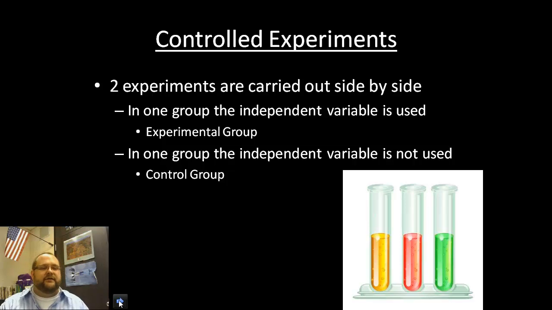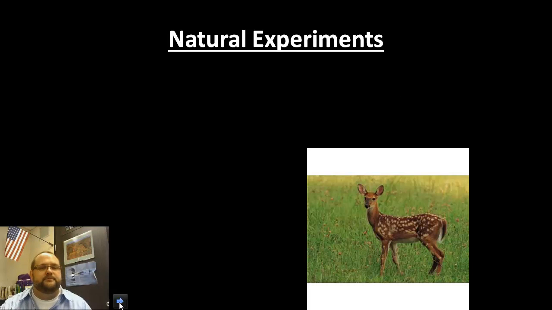The one that's not getting the independent variable is a control group. Experiments need to have control groups. So when you design experiments, your experiment has to have a control group. The important part about a control group is that it allows us to compare. We have no idea if our toothpaste works unless we have something to compare it to. Without a control, we can't compare.